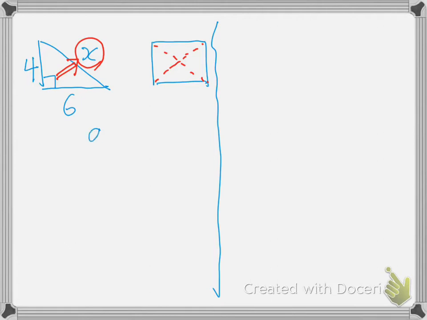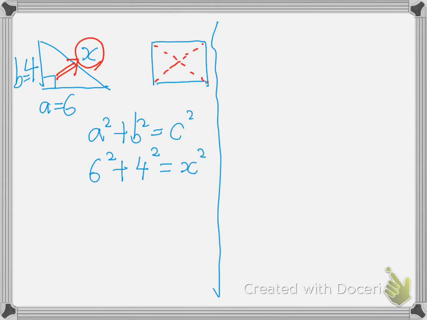The Pythagorean theorem is a squared plus b squared is c squared. So which one is a and b doesn't matter. So I will assume the bottom is a, the vertical side is b. So now replace a by 6, we got 6 squared. Replace b by 4, we got 4 squared. And then the c side is x, so we got x squared on the right hand side. So calculate 6 squared plus 4 squared, which is 36 plus 16. We got 52 is x squared.